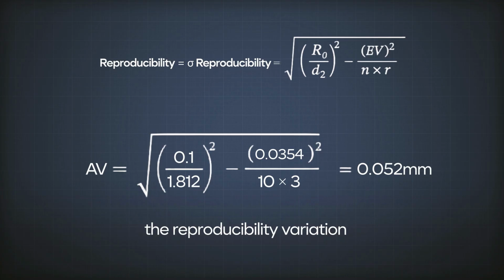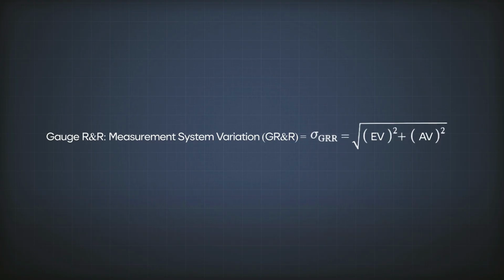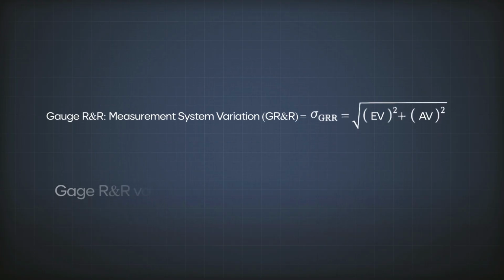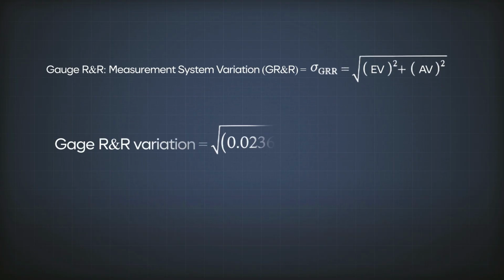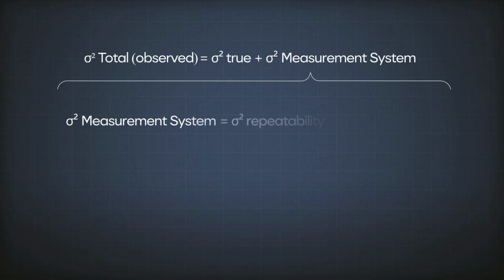And only now we combine the equipment variation EV and the appraiser variation AV like this to get the Gauge R&R variation. This represents the total measurement system variation. At this point, we've isolated measurement error from actual process variation. Finally, we compare measurement system variation to total observed variation. This gives us % Gauge R&R.